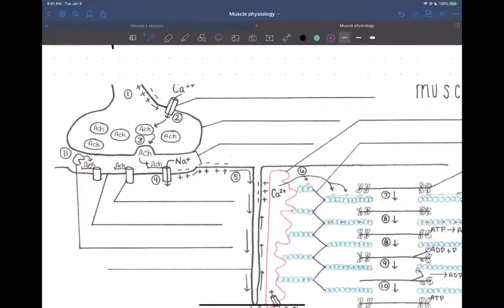We're going to start with number 1. An action potential is moving down the membrane of our motor neuron. It's going to reach a voltage-gated calcium channel, and when that action potential reaches the channel, it causes the channel to open. Calcium is going to move into the axon terminal, and this would be our axon terminal here.